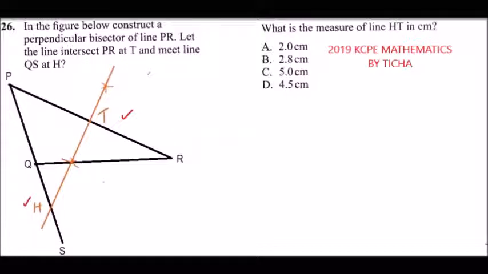So you put your divider here and extend it to H. Take that extension, place that on the ruler and read, and when you read, you get it is 4.5 centimeters, and your answer is then D. So that is the answer that you should get.